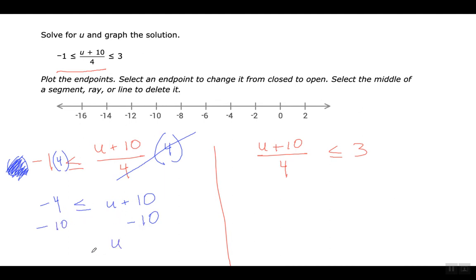Alright, so I'm gonna get u greater than or equal to negative 4 minus 10 is negative 14. Alright, if anybody doesn't get why, just when you subtract 10, you always go to the left. And if you're starting at negative 4, the numbers are going like this.